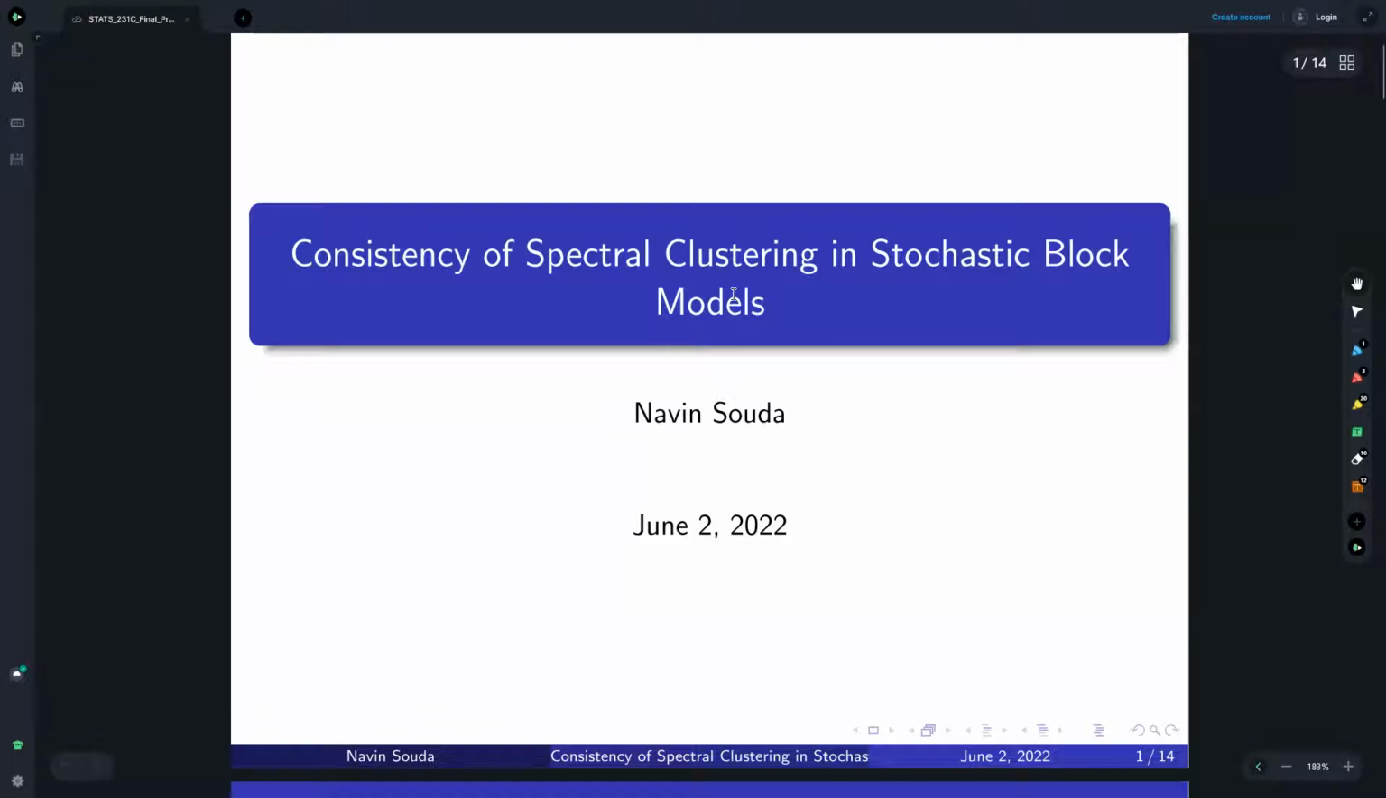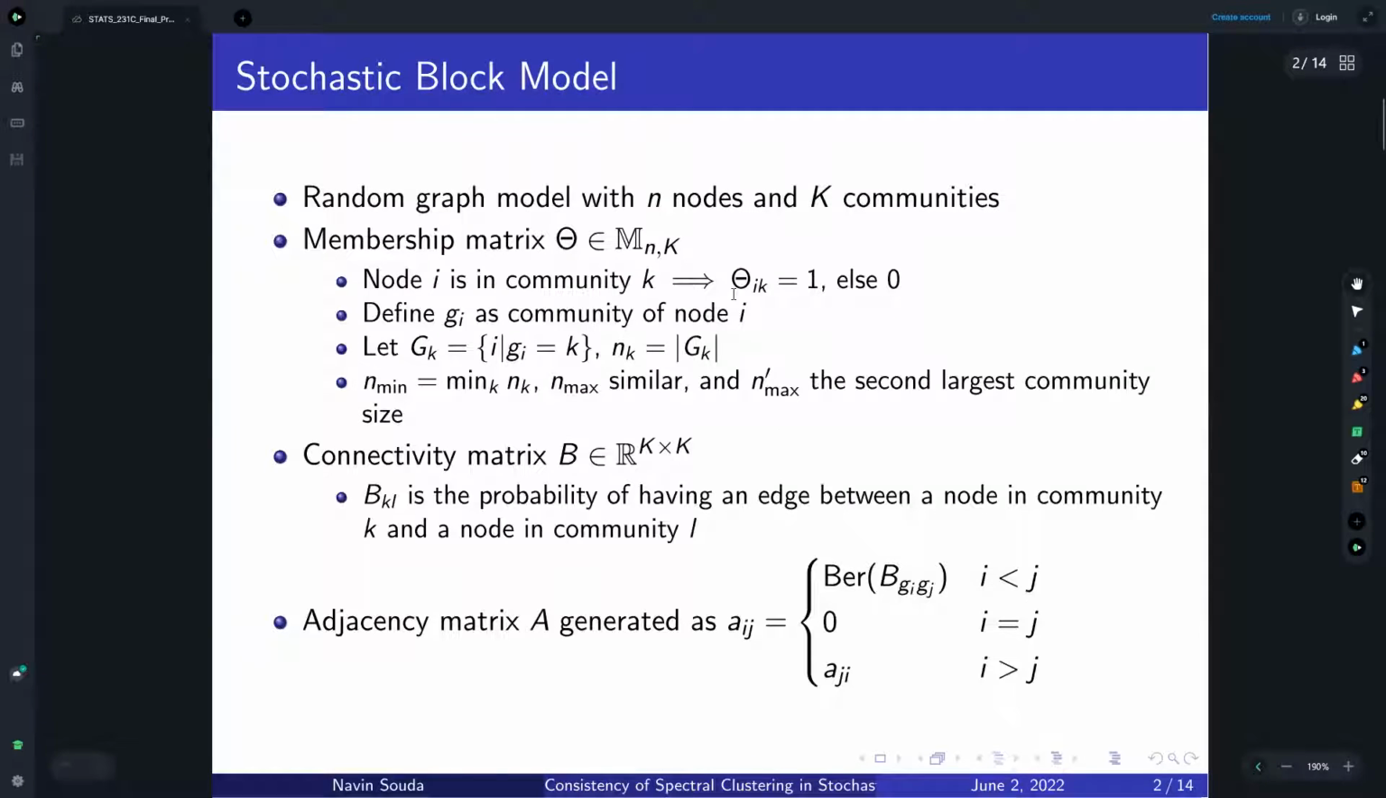Okay, hi everyone. So I'm Navin. Today I'm going to be talking about the consistency of spectral clustering in stochastic block models. Just a bit of setup and background.